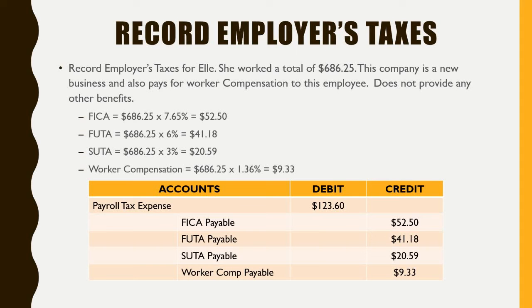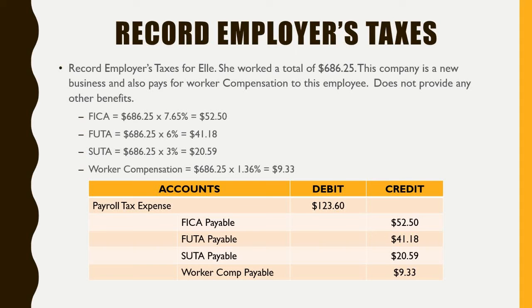Then FUTA, which is 6% of gross pay. So in this case, we take that $686 and multiply by that 6% to get a grand total of $41.18. And then, of course, SUTA, which is state unemployment, we said it was going to be 3%. So 3% of that is going to be $20.59. And then the last thing required by the state is going to be workers' compensation for that 1.36%, which we calculate to be $9.33.